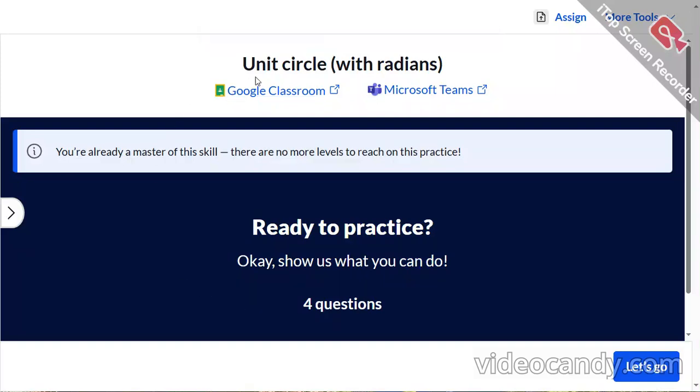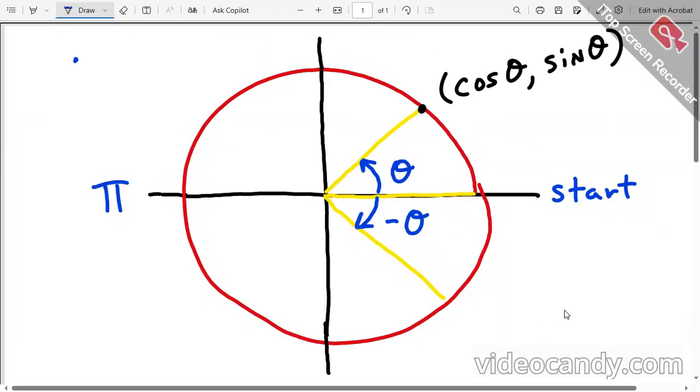This will be for the Khan Academy exercise, unit circle with radians. All right, so you want to remember on the unit circle that one arm of the angle starts on the positive x-axis, okay? And when you travel counterclockwise around the circle, that is in the positive direction for the angle theta. Now, for each point that is on the circle, the x-coordinate is going to be the cosine of theta, and the y-coordinate is going to be the sine of theta.